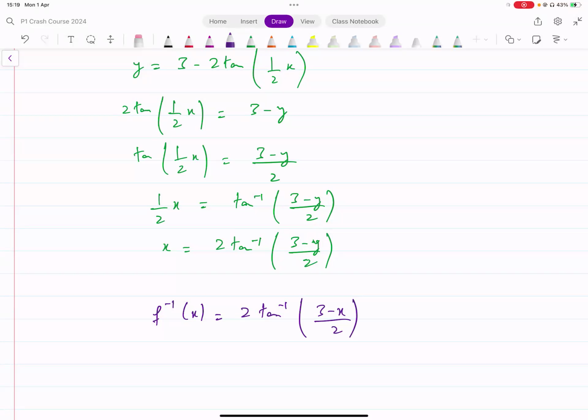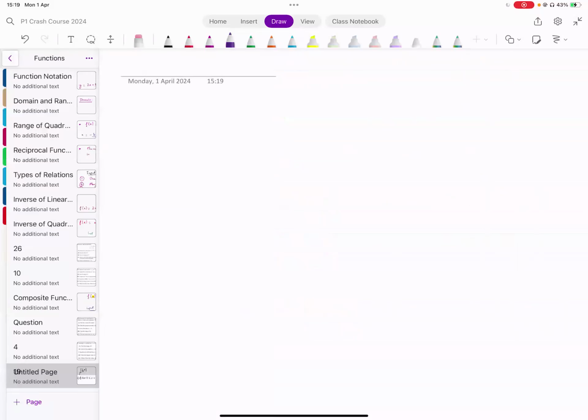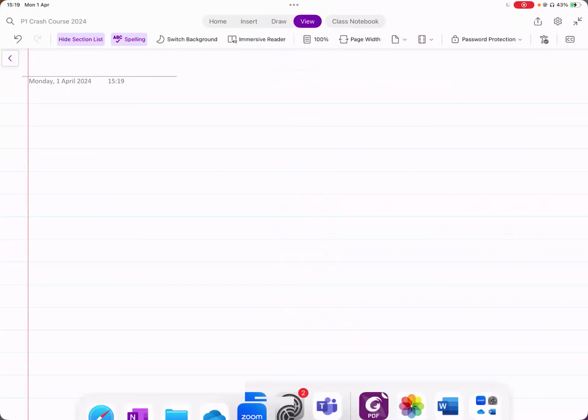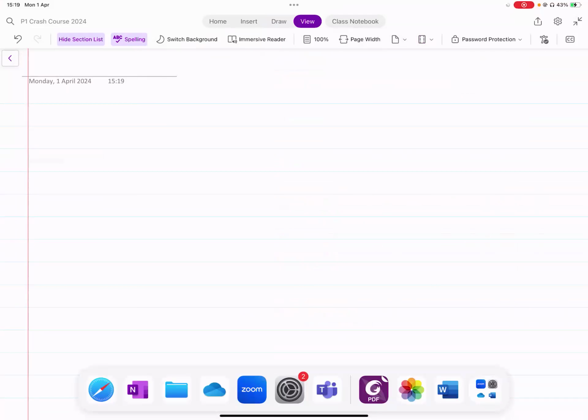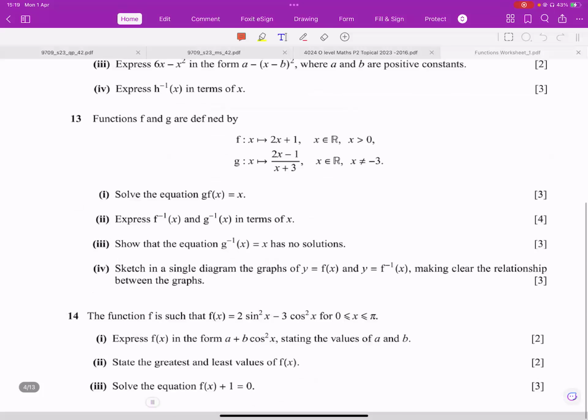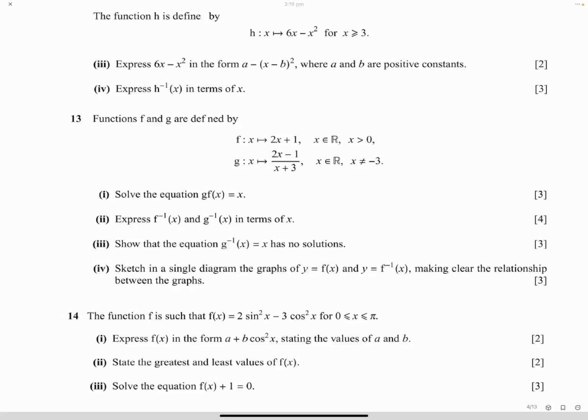Okay, let's have a look at another one now. Sometimes what happens is you end up getting square functions. Let's see how to handle problems like that. Again, I'm going to take an example from the worksheet. Question number 14 from the worksheet. Let's try this.